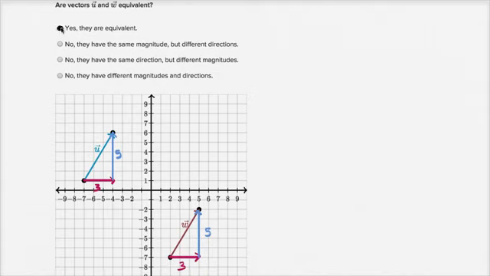These are equivalent vectors. And in fact, as we'll see in the future, you can actually denote a vector by its components. We could say that vector u is the vector 3, 5. Our change in x, our change in y. And that is exactly the same as vector w. It has the same change in x, same change in y as we go from the initial point to the tip of the arrow, the terminal point.